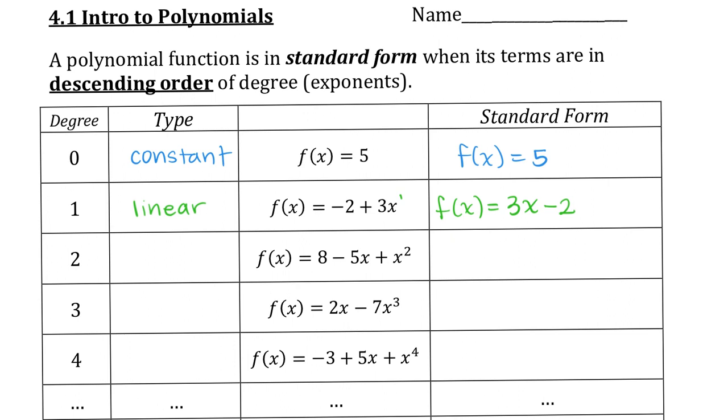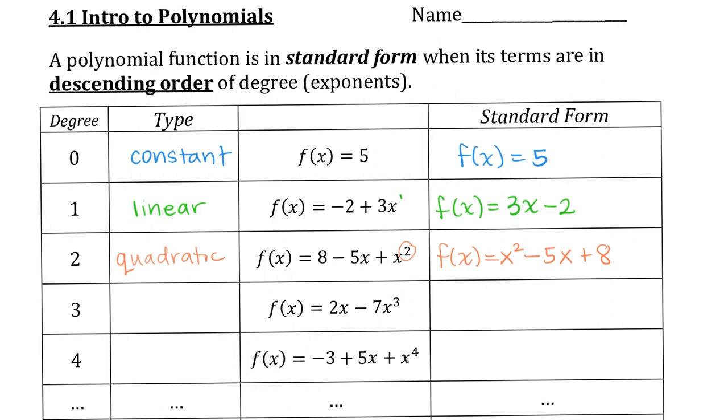Okay, for the next one. Okay, degree 2. It's degree 2 because if I look at this polynomial here, the term with the highest degree is right here, and it has a degree of 2. Degree 2 is quadratic, which is what we spent most of last chapter on. Okay, let's put it in standard form. Highest degree, x squared. What's next? Minus 5x, and then that's a positive 8.